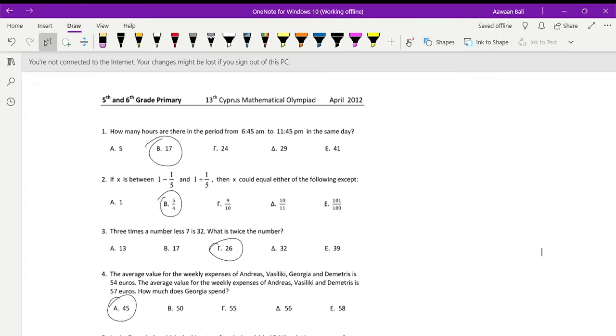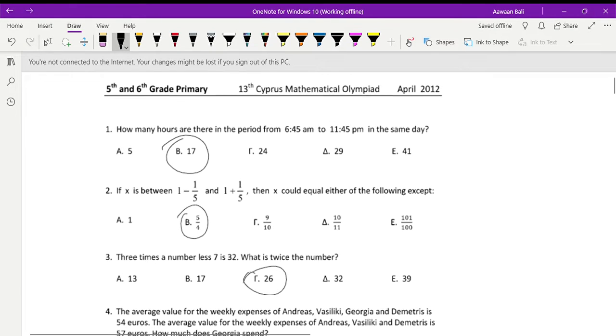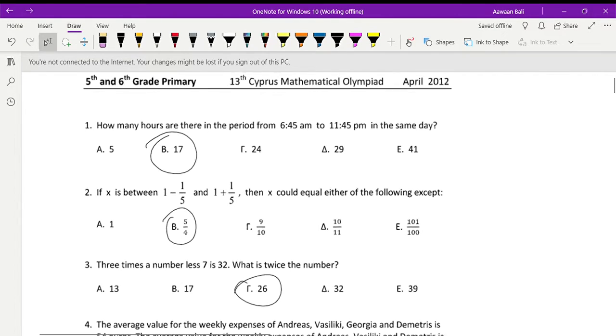So we have the 13th Cyprus Mathematical Olympiad, that's April 2012 for the 5th and 6th grade primary. So we can start these now.